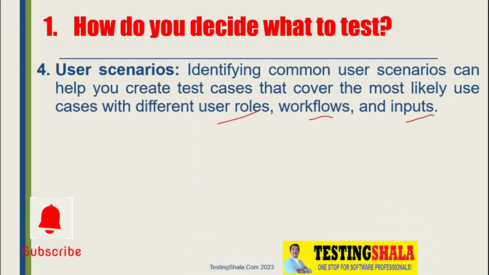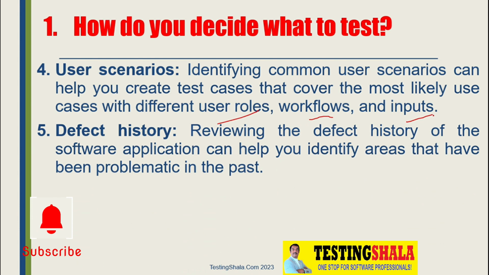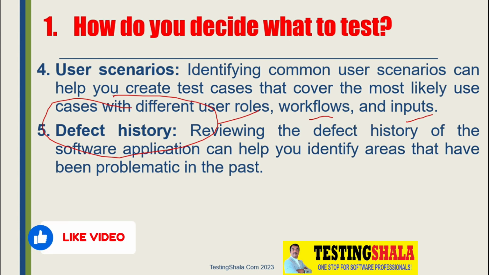And the fifth thing you should look into is your defect history. You should review all the defects previously logged for a given application, which of those defects are very problematic, and which are very critical or crucial, which need to be fixed and which we have to test. Even those aspects you should look into whenever we are deciding what to test. These are the five critical things we should look into whenever we are deciding on what to test.